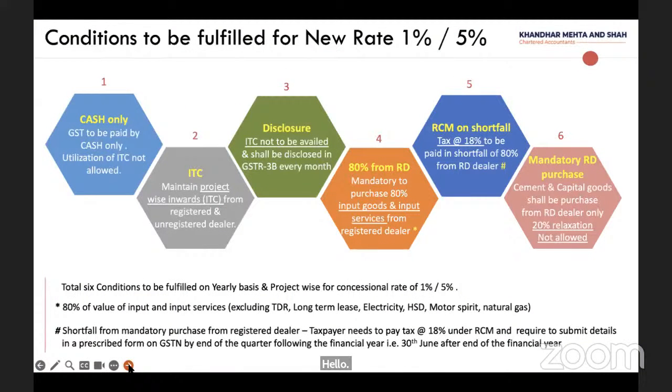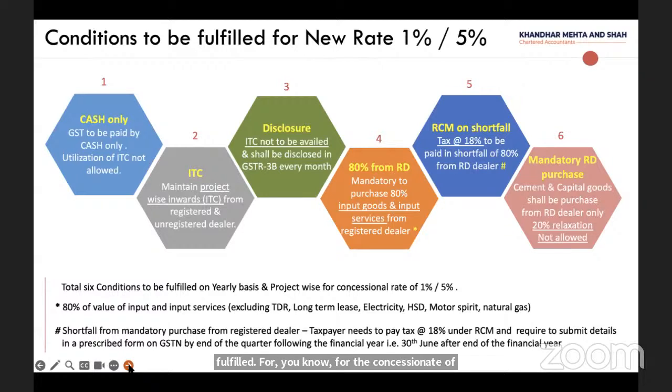Now, if I am selecting the concessional rate of 1% and 5%, this is for an ongoing project, if I'm selecting this concessional rate or any project that started after 1/4/2019, then these are the 6 conditions that we need to fulfill. It's not that we are paying 5% or 1% of reduced rate and no other condition is to be fulfilled. These are the 6 conditions that are mandatory to be fulfilled for the concessional rate of 1% or 5%.